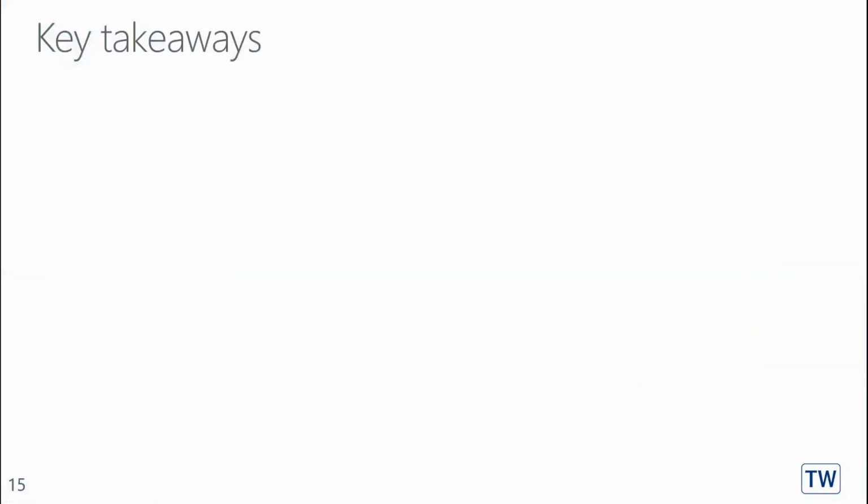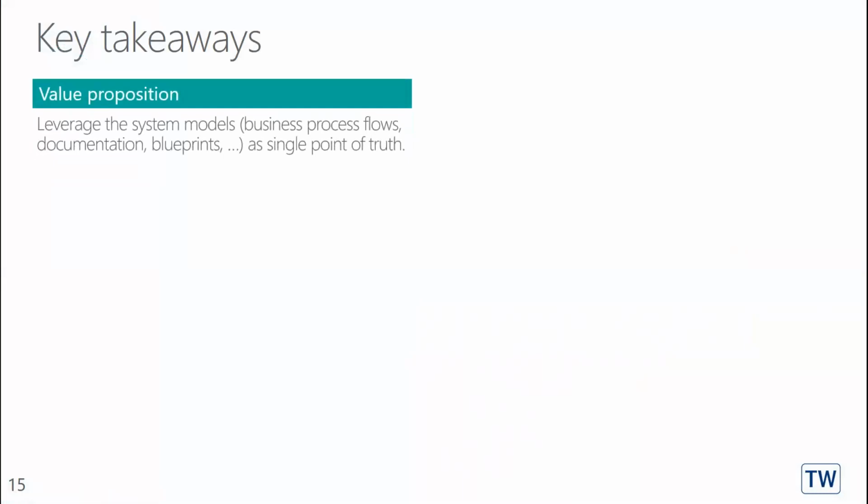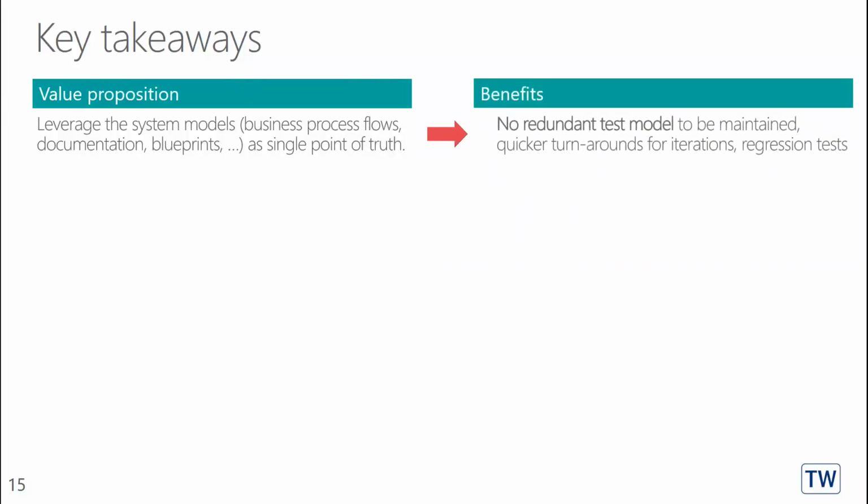So we have some key takeaways for you about the value proposition of our approach. The first point is that we leverage the system model, so that's mainly a business process flow, business process documentation, or an ERP blueprint as a single point of truth. The benefit you receive is that there's no redundant test model to be maintained in your own editor, and you have much quicker turnarounds for iterations, especially for regression testing, if you're working in agile development, having mainly quick sprints and delivering the solution.